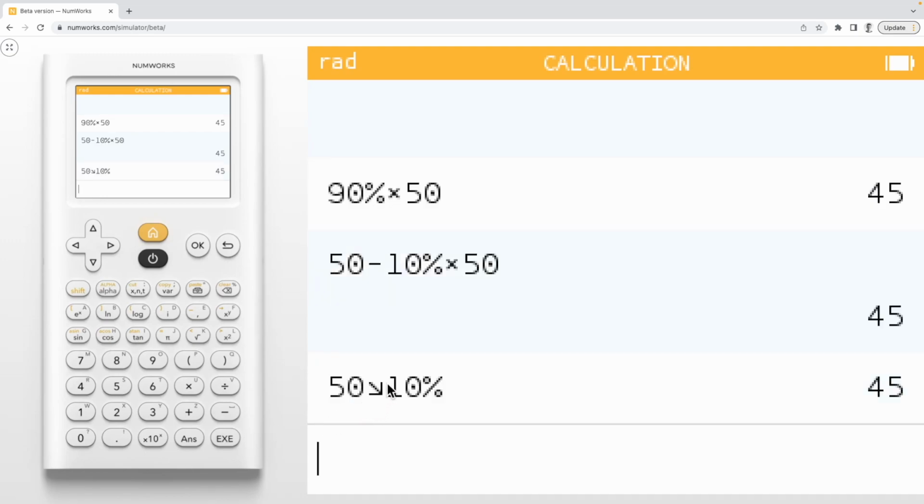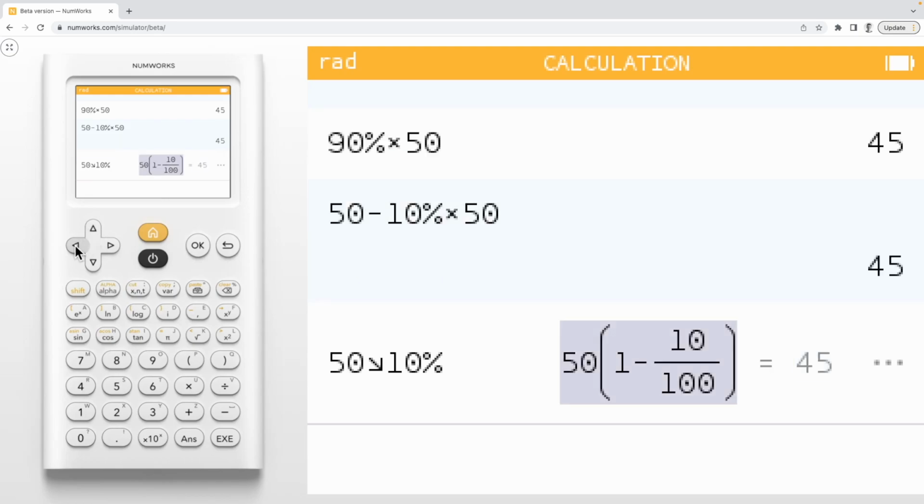A symbol will appear showing that 50 was decreased by 10%. You can navigate up into the calculation history for a mathematical statement.